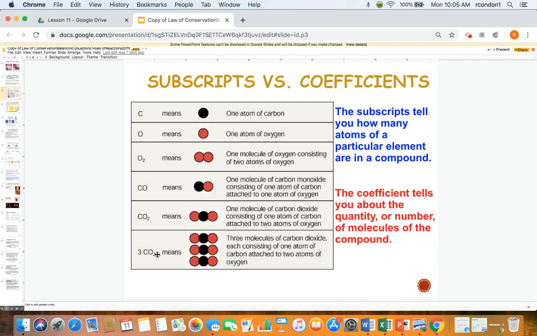So 3CO2 means that we have these CO2 molecules, but we have 3 of them. 1, 2, 3. So don't get those mixed up. Coefficients are describing how many of a particular molecule or compound or atom, and the subscript 2 is whatever it comes after. There's 2 of them inside of each molecule. See how there's 2 oxygen in every single one of these CO2 molecules? And then there's 3 of them. That's the coefficient. The 2 is the subscript.